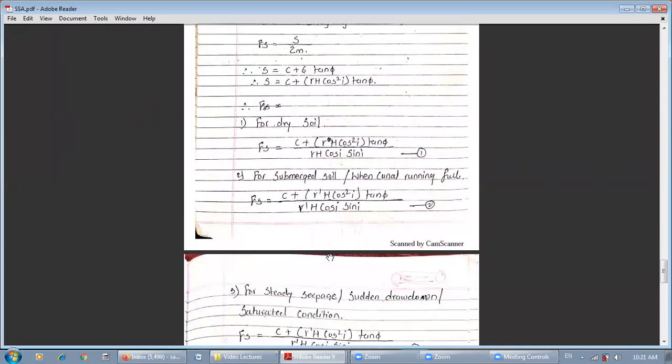Okay, for dry soil, Fs is equal to C plus gamma H cos square I tan phi divided by mobilized shear stress gamma H cos I sin I, as it is. For submerged soil, when the canal is running full, the factor of safety Fs is equal to C plus gamma submerged into H cos square I into tan phi divided by gamma submerged H cos I sin I. In both the numerator and denominator there will be submerged unit weight when the canal is running full, or for submerged condition.